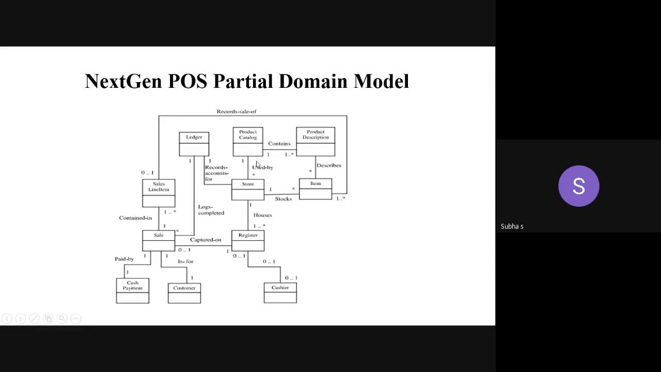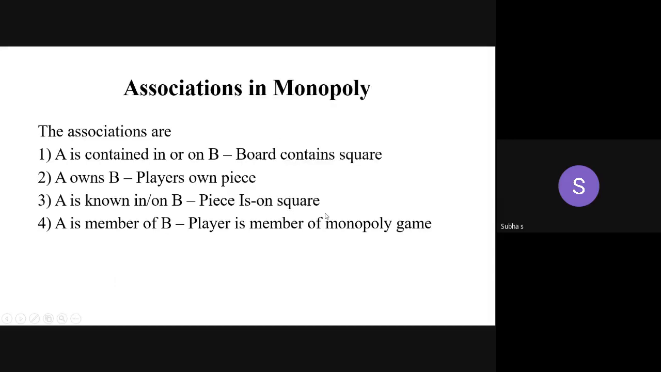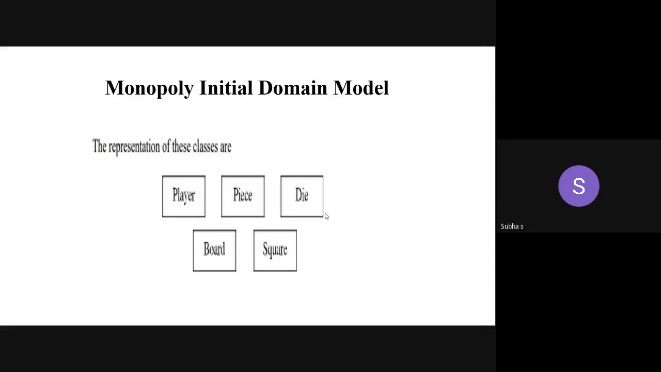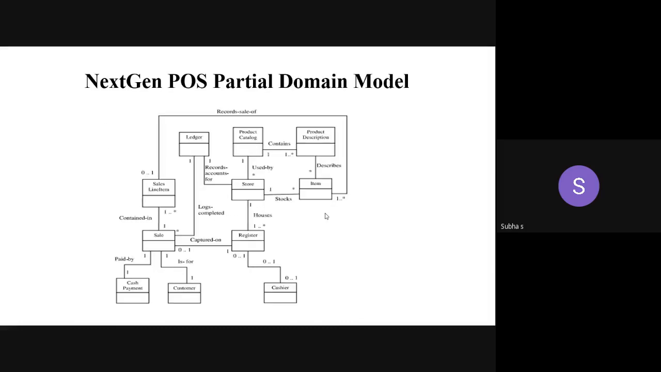Similarly, product catalog is used by whom? By the store. In the store, you are having the catalog. That catalog contains what? Description of all the products. That product description will describe the items, many items. Yes, in this way, you have to draw the partial domain model. Got it? We'll see this monopoly in the next class. This is the way of drawing the partial domain model.